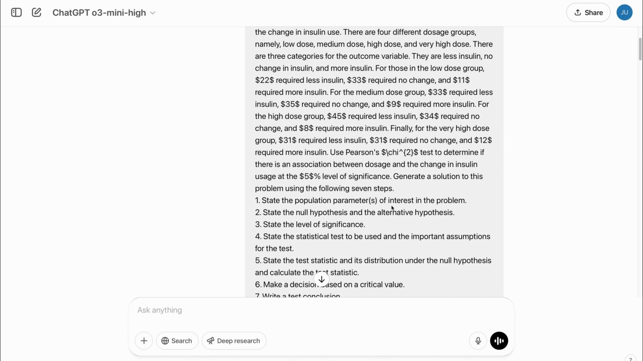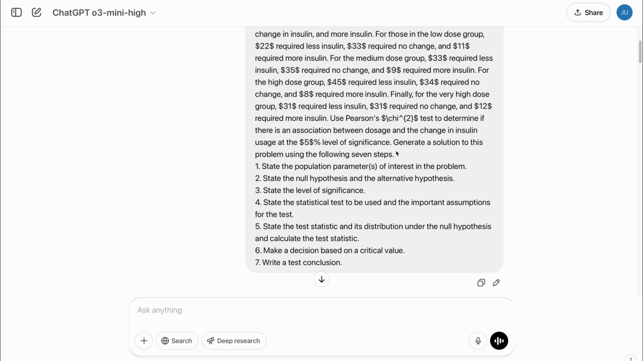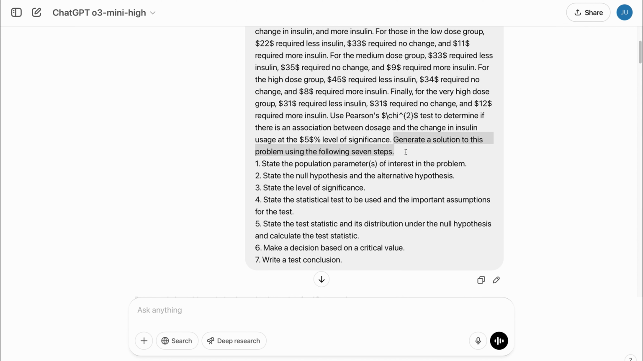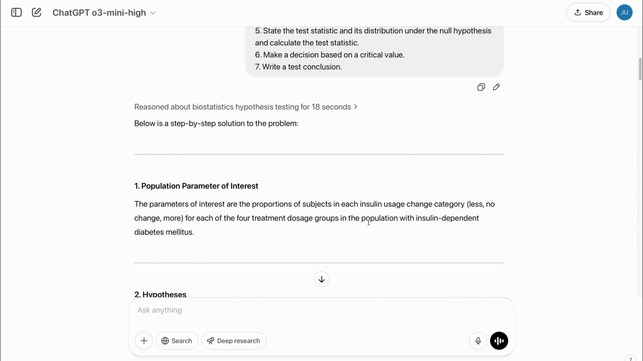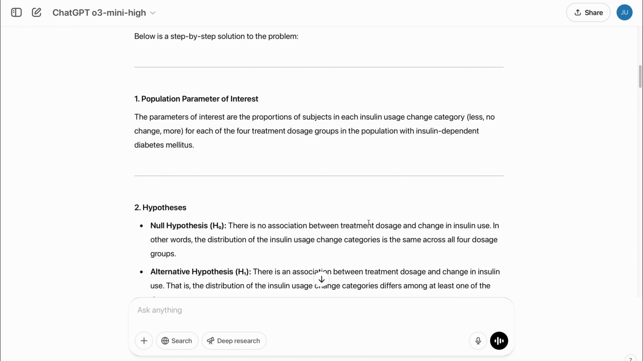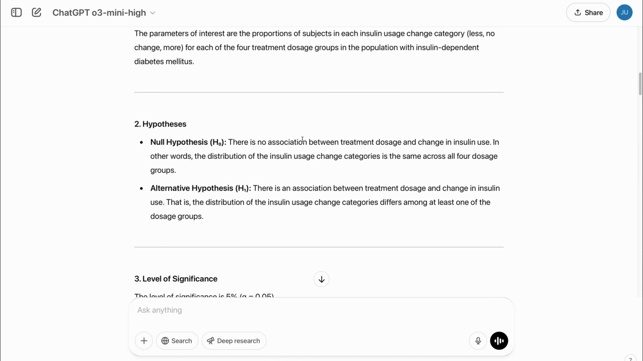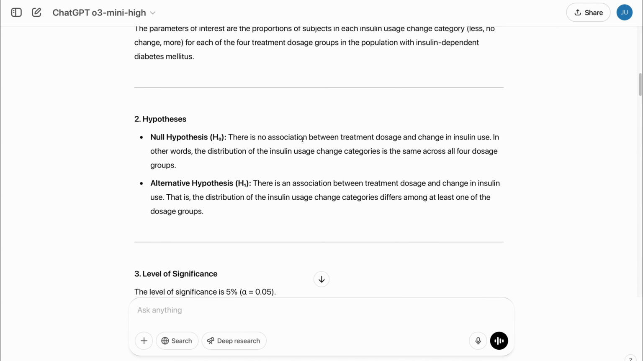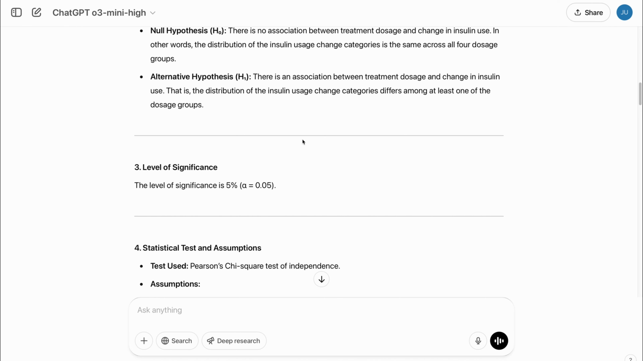So if you do have equations, it's very difficult to write an equation in a prompt in words, but you can use this mathematical typesetting to do this. So I've also said generate a solution to this problem following our 7 steps. So let's have a look. Our population parameters of interest, it's stated there. You can have a look. The null and alternative hypothesis: that these two variables are not associated under the null, and they are associated under the alternative hypothesis.